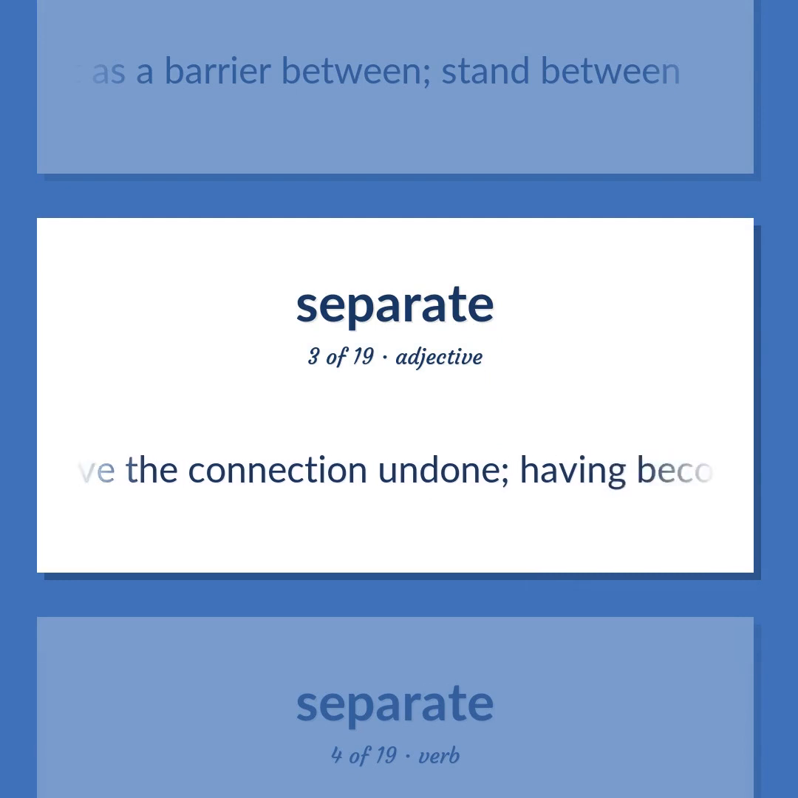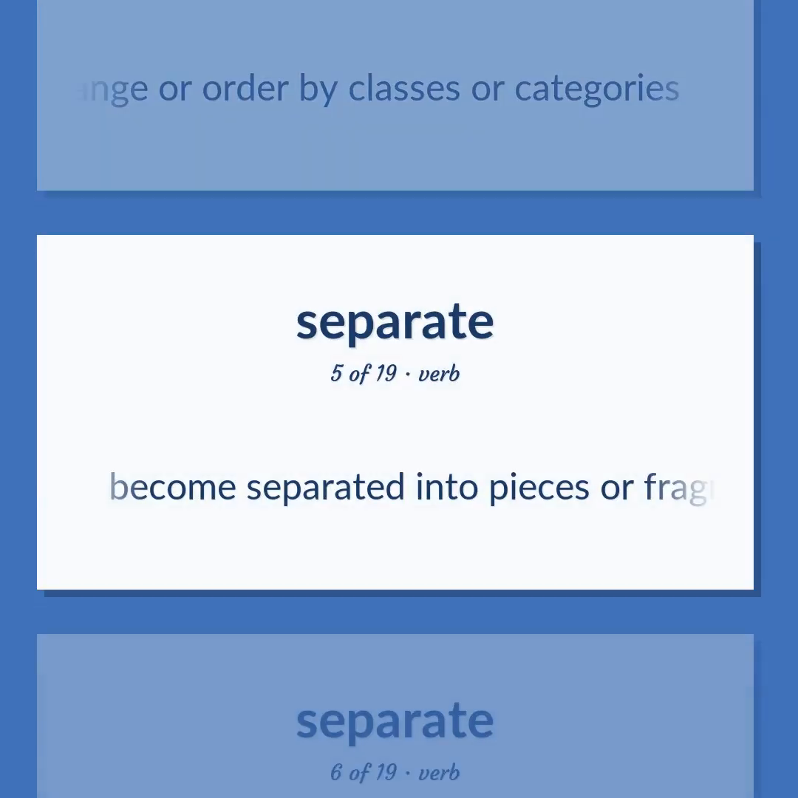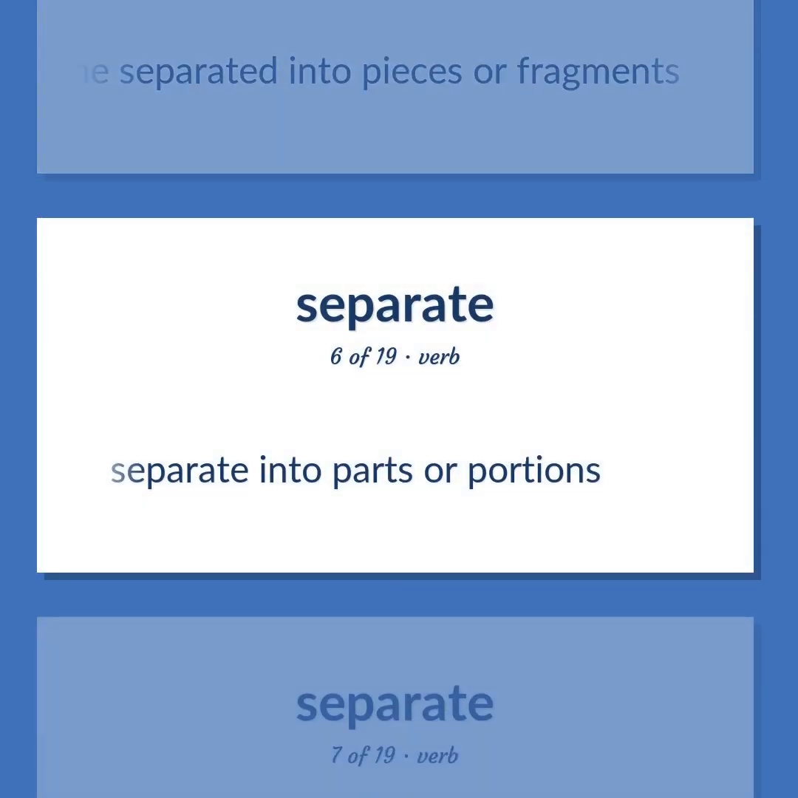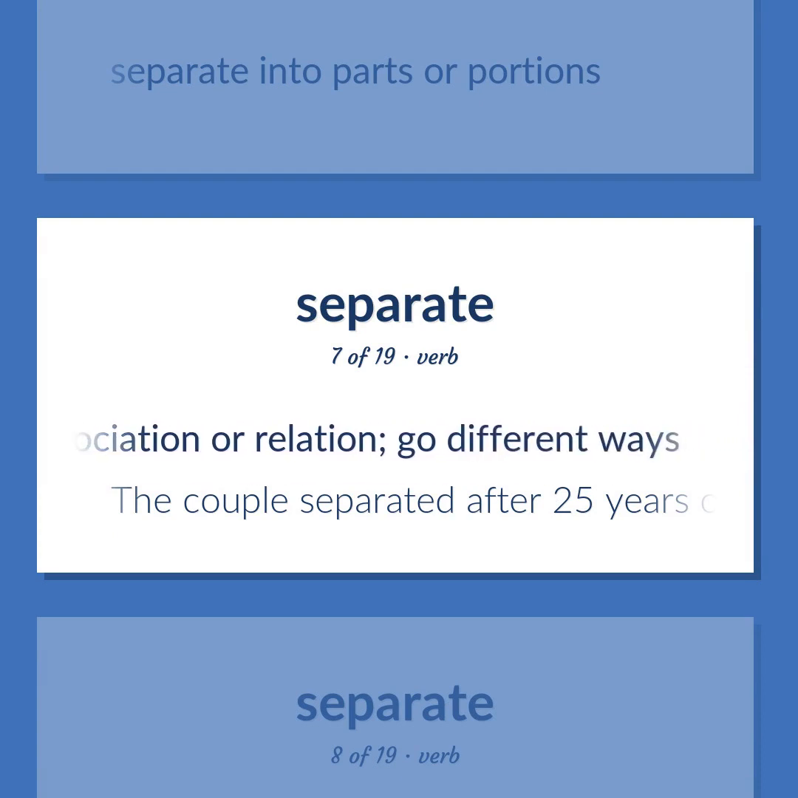Have the connection undone, having become separate. Arrange or order by classes or categories. Become separated into pieces or fragments. Separate into parts or portions. Discontinue an association or relation. Go different ways. The couple separated after 25 years of marriage.